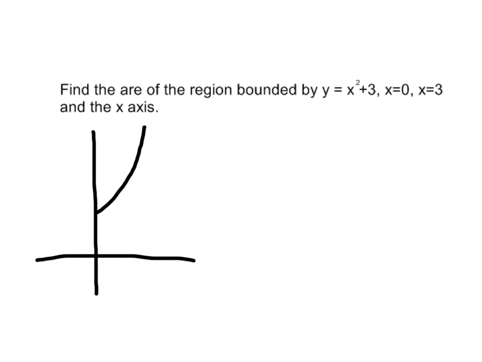Here's my parabola, and that's at 3. We're bounding it by this parabola, the line x equals 0, the line x equals 3, and the x-axis. So we're talking about this shape right here, which I'm outlining in blue. That's the area we're trying to find. And this is just a basic integral question. They just present it to you in a different form.